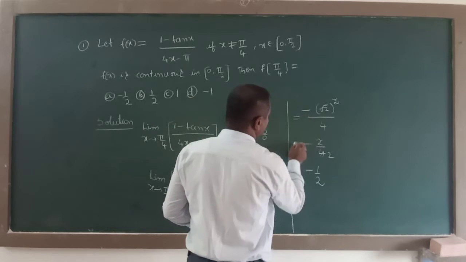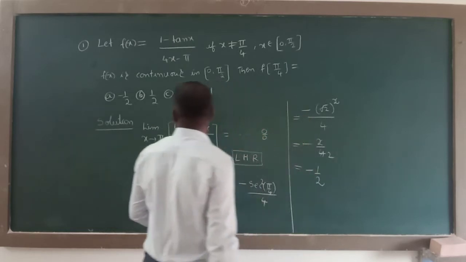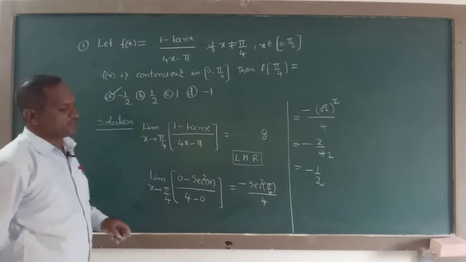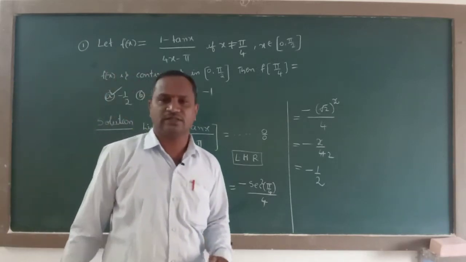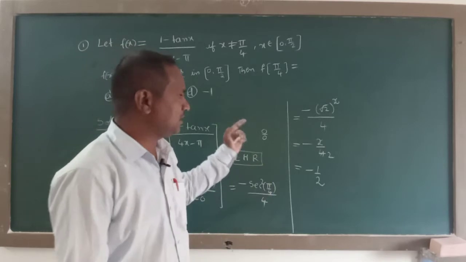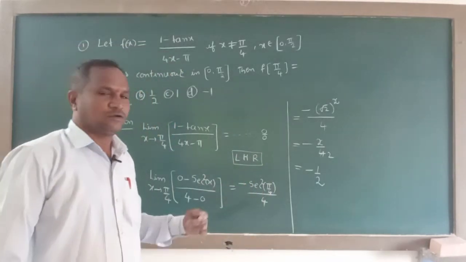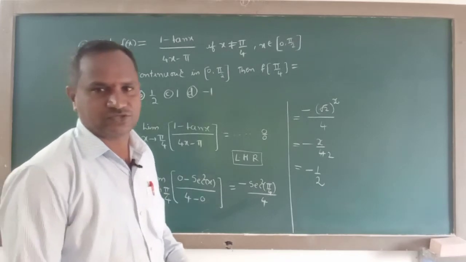Minus 1 by 2 is allotted to which option here? First option. Therefore, the first option is the correct answer for this question. Like that, we are applying L'Hospital's rule for this question. Now let us solve another question.